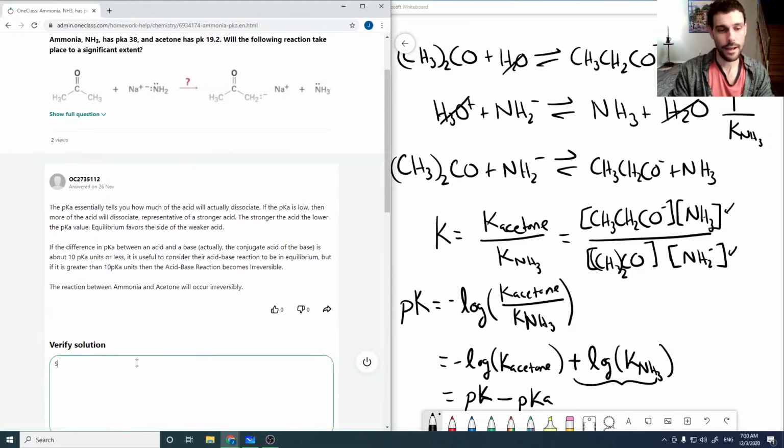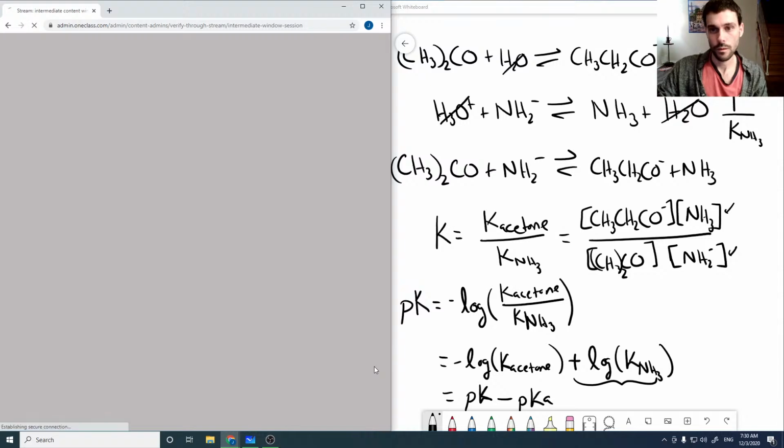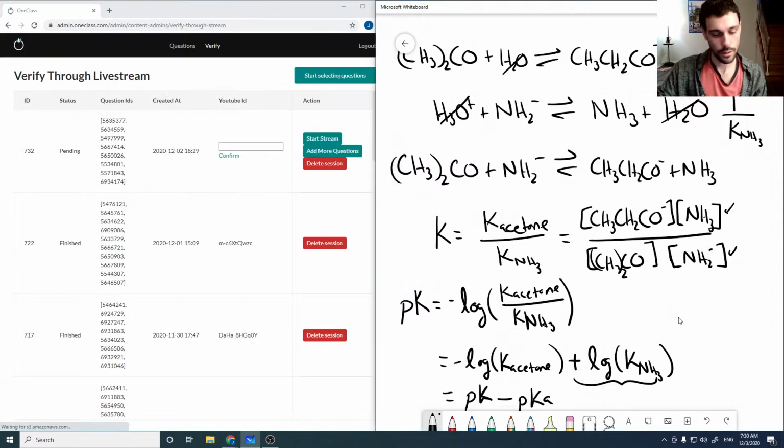Okay, I will say the solution is correct. Could use much more description to show exactly why. Well, I hope I gave plenty of description there, and my steps were easily followed. So I will say it is technically correct. Okay, so I'm going to stop that there.